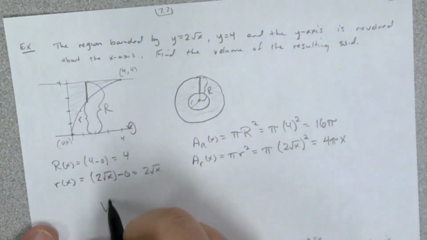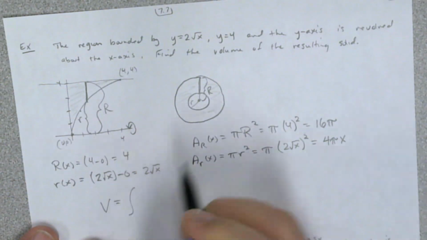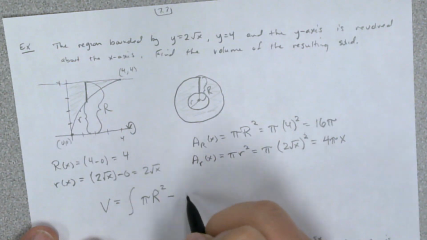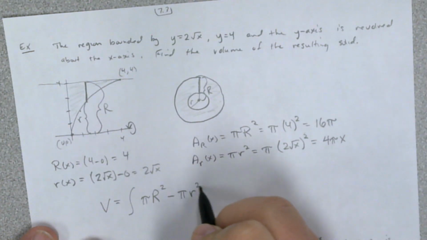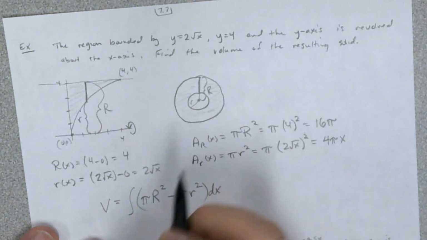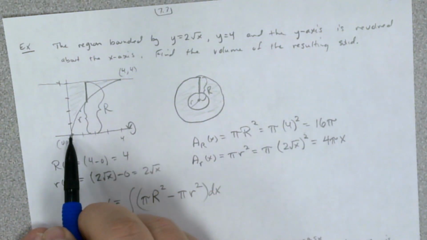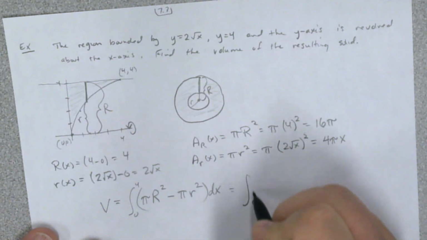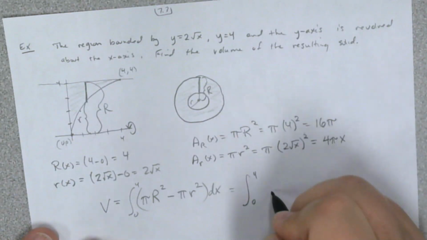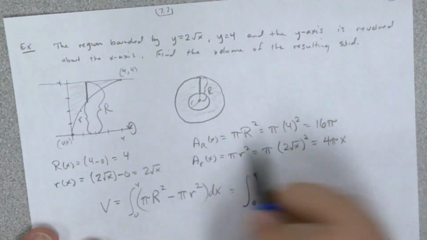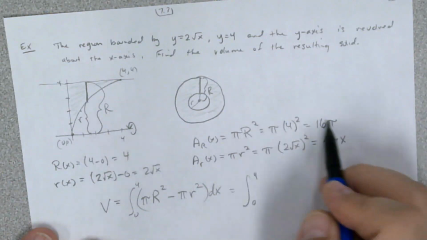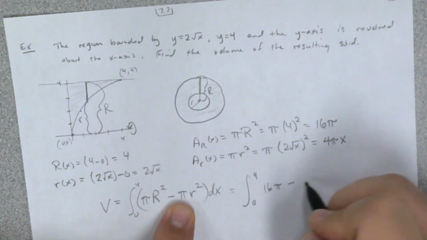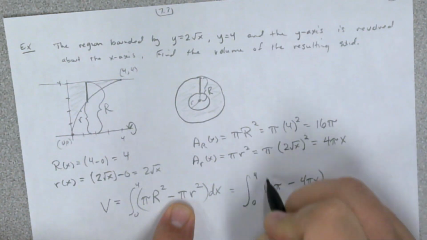So my volume is pi big R squared minus pi little r squared dx. This circle is going from, on the x, from 0 to 4. And so then I can plug all that in. The big one, remember, this is pi big R squared. That is that. So that's going to be 16 pi minus 4 pi x dx.